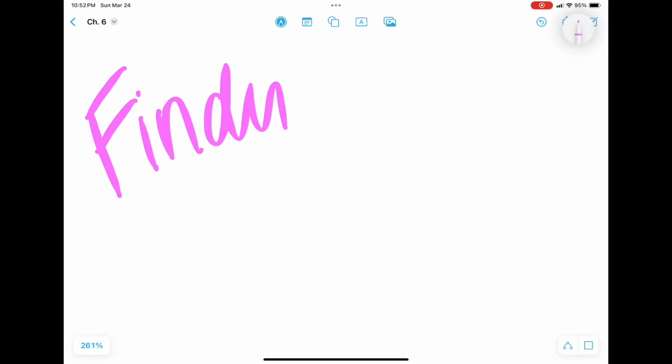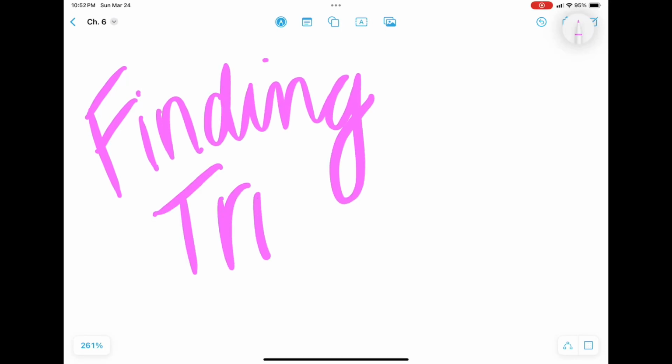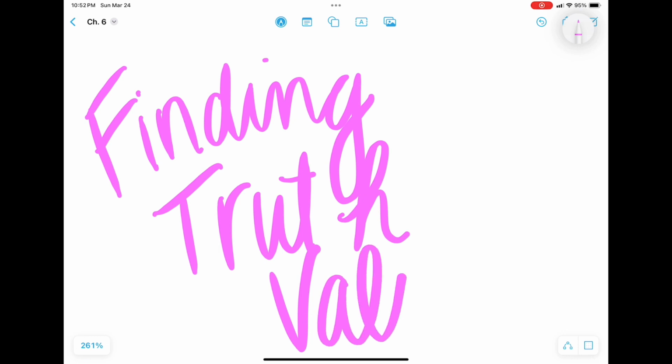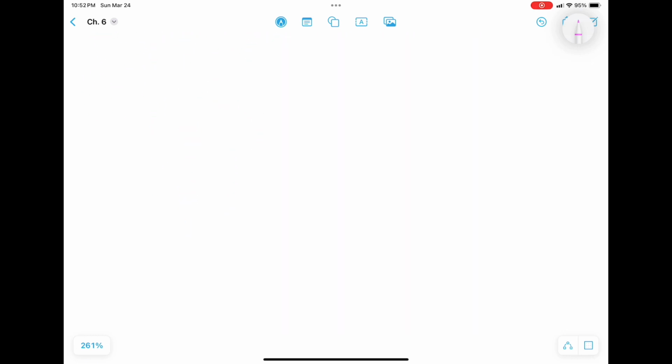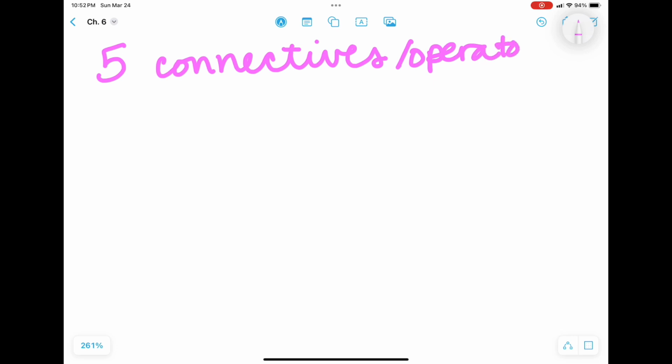Now that you have some idea of the 5 basic logical connectives in propositional logic, the next important concept is going to be building the skill of finding the truth values of a compound sentence when given the truth values of atomic sentences within that. So let's remind ourselves of the 5 connectives or operators.